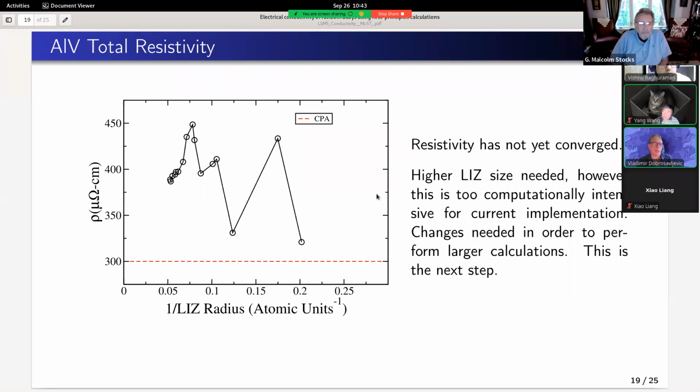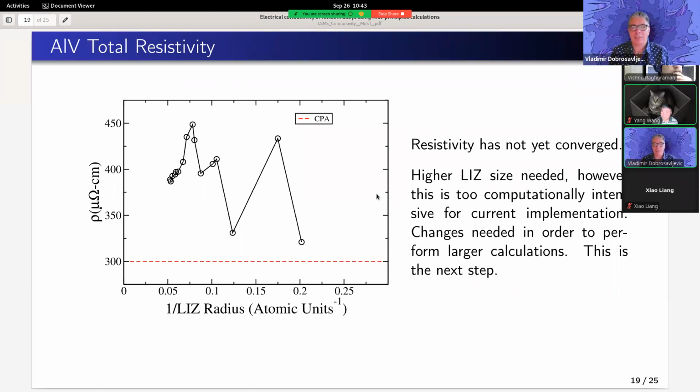I see. Because that's exactly where things past CPA start coming in, like multiple scattering corrections and localization or something like that, right? Yeah, we considered this system because we thought if the resistivity is larger, then we might not need that big an LIZ size, since the tau matrix will die out quickly.